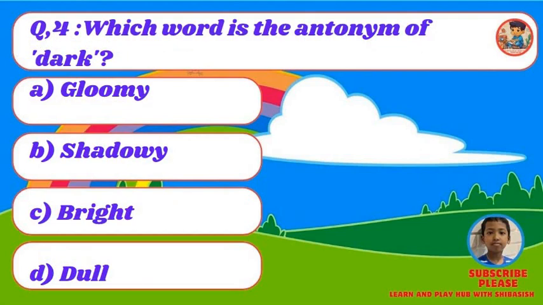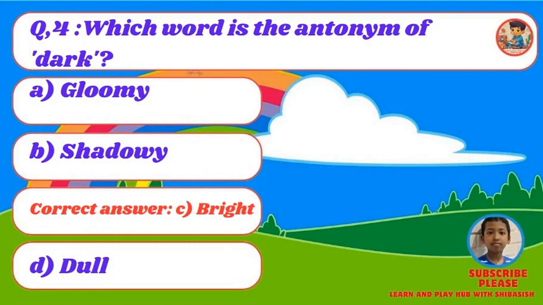Question 4. Which word is the antonym of dark? Option A, gloomy. Option B, shadowy. Option C, dry. Option D, dull. The correct answer is option C, bright.